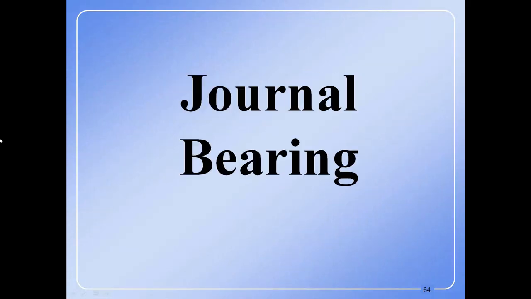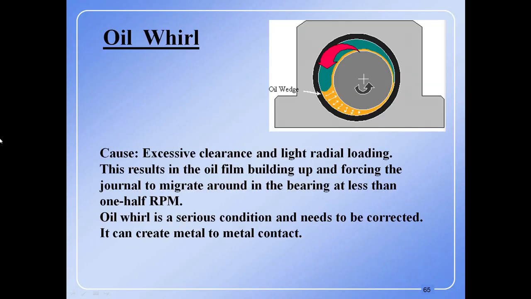MIPS maintenance: bearings. Oil whirl occurs with excessive clearance and light radial loading. This results in the oil film building up and forcing the journal to migrate around in the bearing at less than 1x RPM. Oil whirl is a serious condition and needs to be corrected. It can create metal to metal contact.